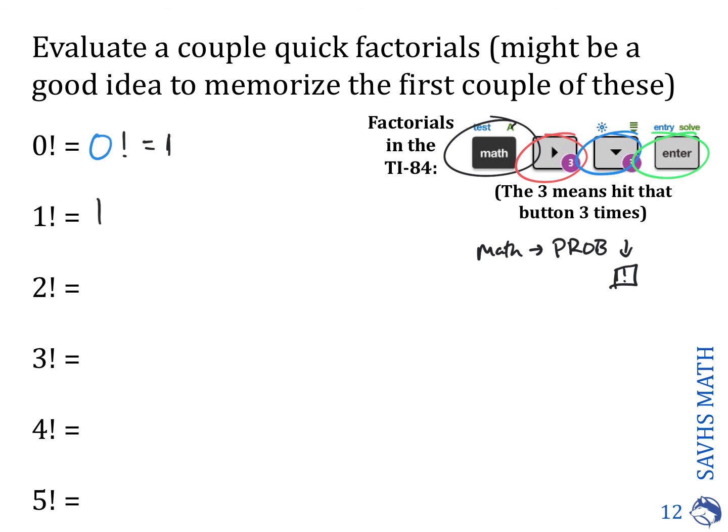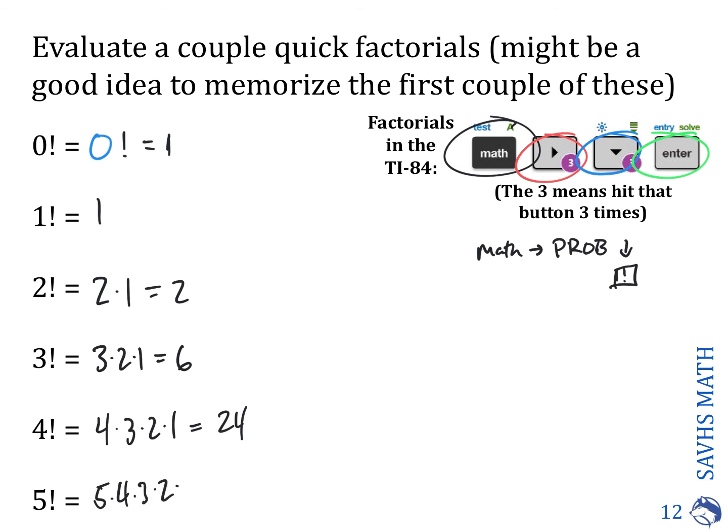Okay, all right, 0 factorial is 1, we know that. 1 factorial is 1. 2 factorial is 2 times 1, which is 2. 3 factorial is 3 times 2 times 1, which is 6. 4 factorial is 4 times 3 times 2 times 1, which is 24. And then 5 factorial is 5 times 4 times 3 times 2 times 1, which is 120. It might be helpful to memorize a couple of these, but I am not going to force you to do that. Just know that you can always be using your calculator for this kind of stuff.